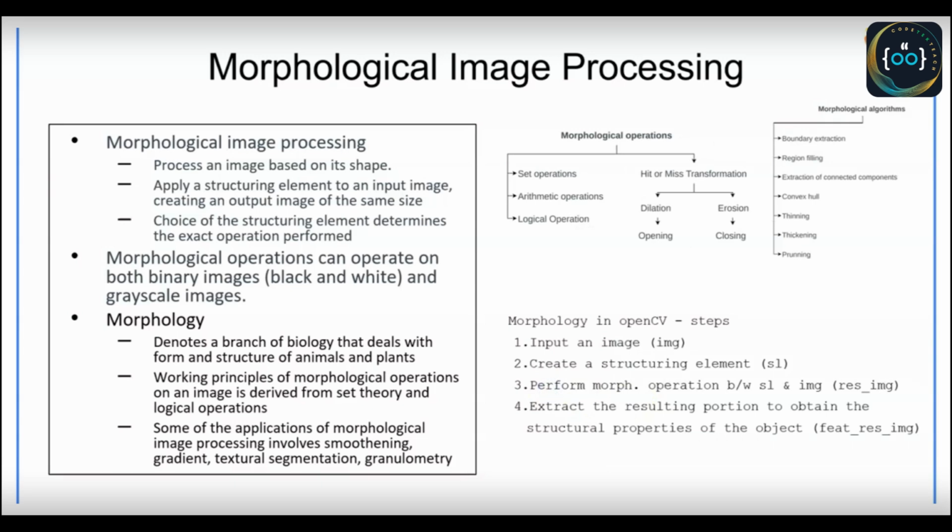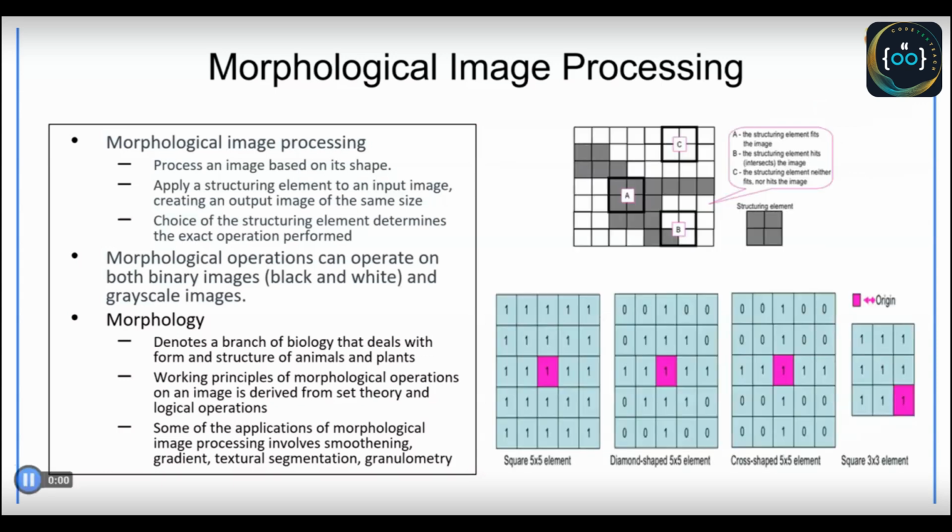The steps involved in morphological image processing start with inputting an image, reading it, creating a structural element, and then performing the morphological operations between the image and the structuring element. The last step is about extracting the resulting portion so that the structural properties of the object can be obtained. This is how we go about the morphological image process.